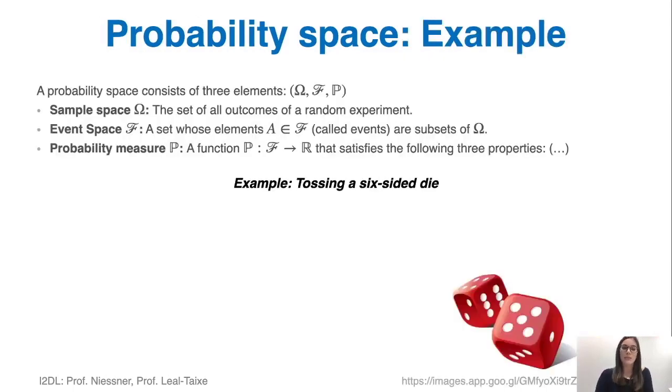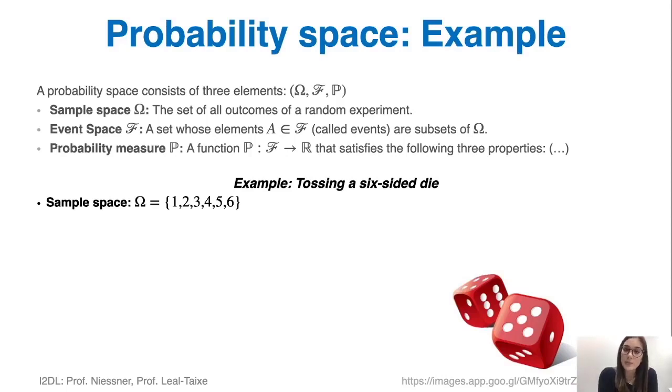Okay, so we want to have a look at one example. It's a really famous and popular example in probability theory, namely tossing a 6-sided die. And I want to look with you together at what our probability space is here.